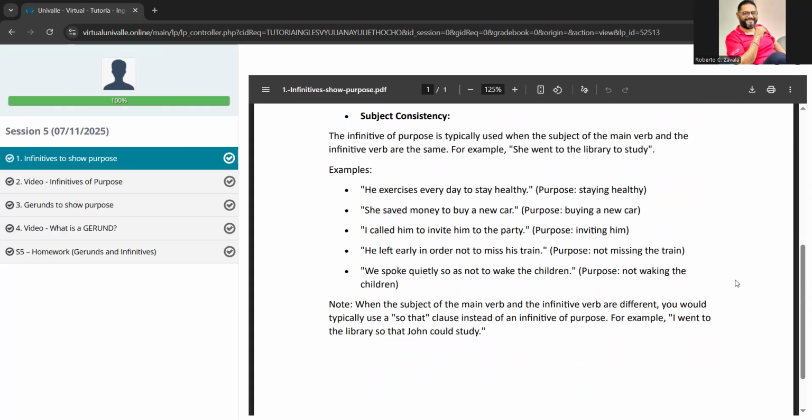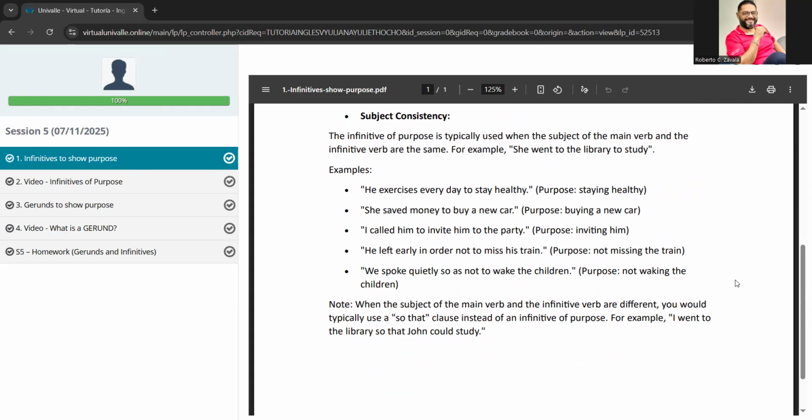What is the purpose of exercising? Staying healthy. She saved money to buy a new car. What is the purpose of saving money? Buying a new car. I called him to invite him to the party. The purpose of calling him was to invite him.